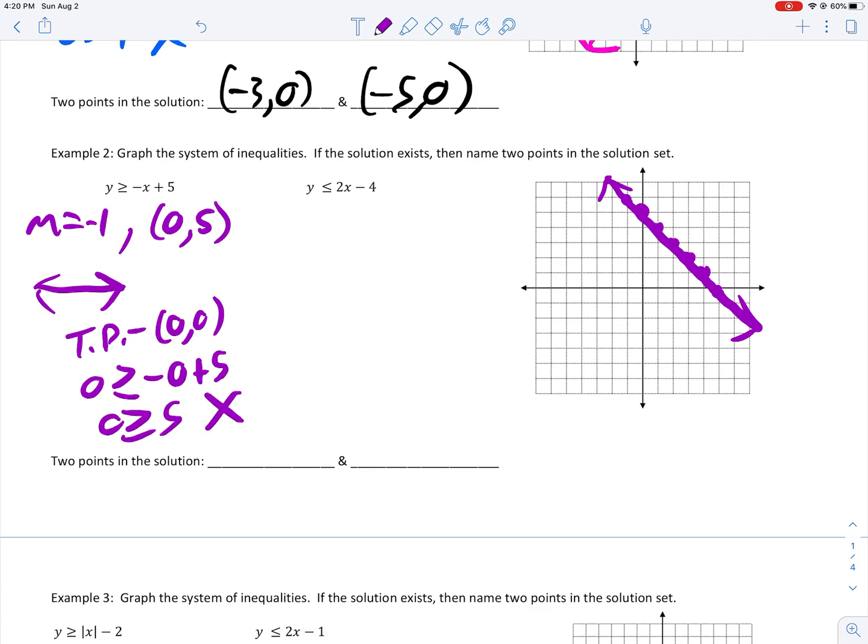0 is greater than -0 plus 5. Is 0 greater than 5? No, it's not. So then you would shade above, because 0, 0 is below, and that was false.